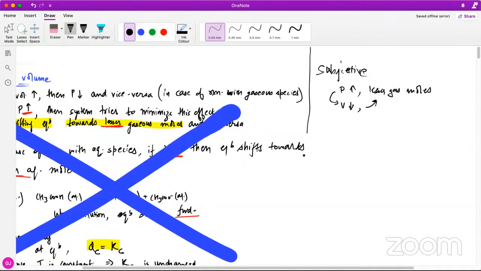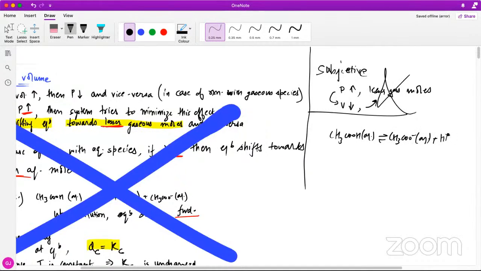You might also want to ask me, sir, what happens if there aren't any gaseous moles, right? What would happen in the case of a reaction, say, CH3COOH aqueous giving CH3COO minus aqueous plus H plus aqueous, right? So Kp becomes 1? No, Kc. Kp is not defined. In this case, Kc is defined.